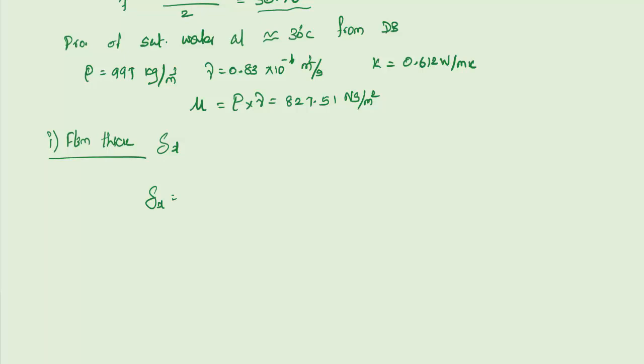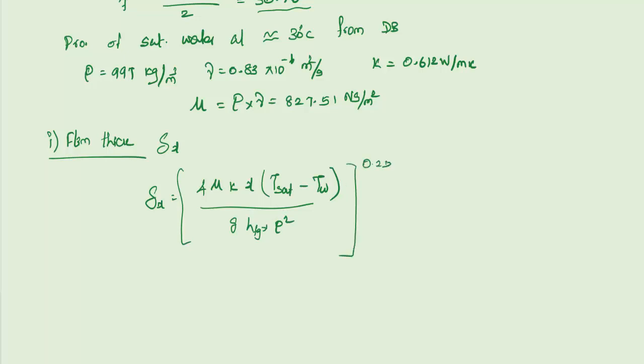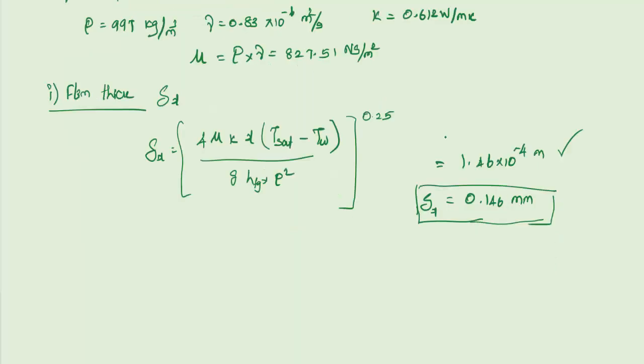So del X equal to 4 mu K into (T saturation minus TW) divided by g into HFG into rho squared, to the power 0.25. Substitute all these values and you will get del X as 1.46 into 10 to the power minus 4 meters, which is equal to 0.146 millimeter. In the answer you have to write in millimeter, but when you substitute this value in other formulas, you have to use it in meters.